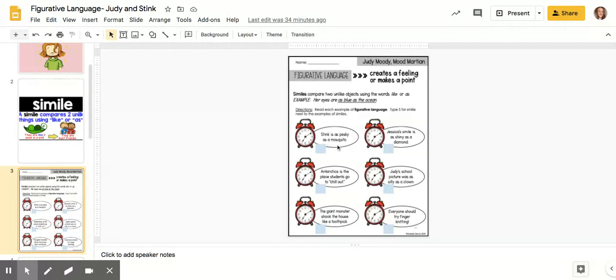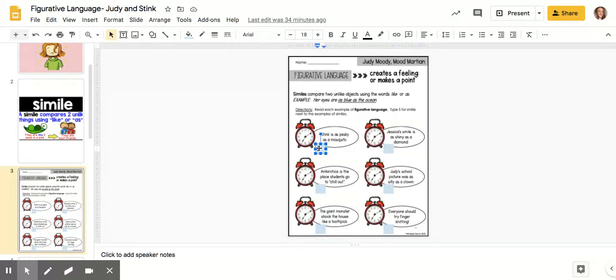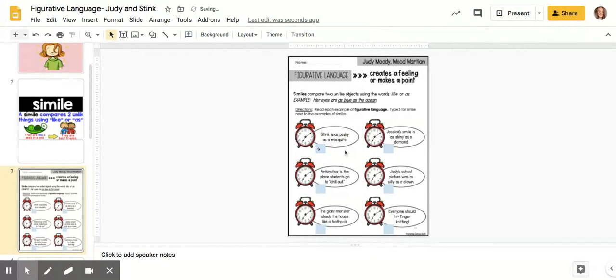Stink is as pesky as a mosquito. So is it comparing two unlike things using the words like or as? It is, so I'm going to put an S next to it. Antarctica is the place students go to chill out. Is it comparing any two unlike things? No, so I don't put anything next to it. The giant monster shook the house like a toothpick. Is it comparing things? If it is, you put an S next to it.